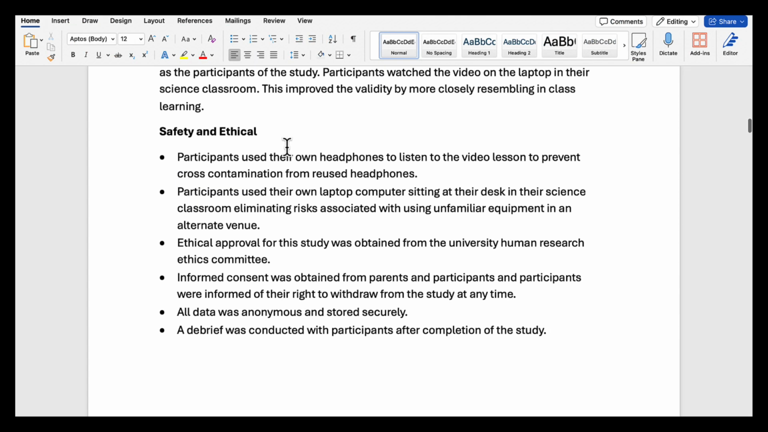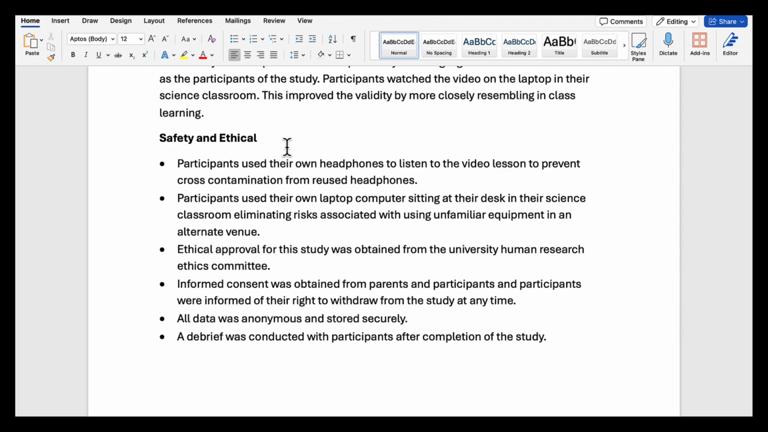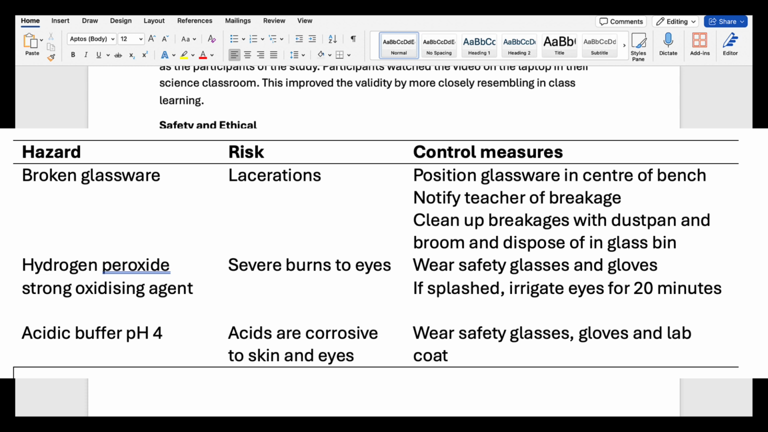All right. So you could do this as a table. If you did it as a table, thinking about an experiment with chemicals and glassware and things, you could go hazard, which is the thing that could cause harm, in your first column. Then risk in the second column. Risk is how badly could somebody get hurt? Like broken glass could cause lacerations. And then your control measures in the right-hand column.